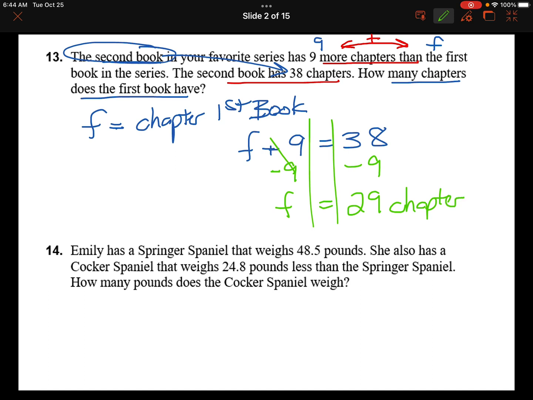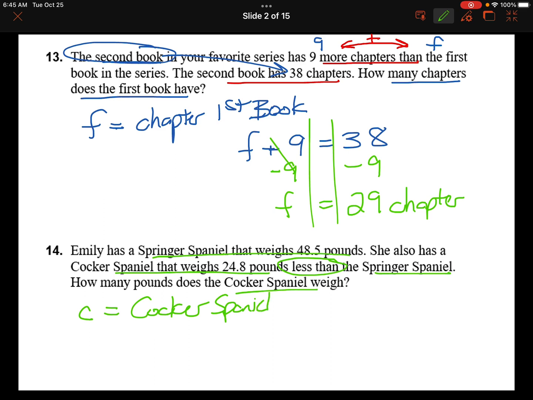The second one, I actually messed up the first time I did it, because the variable ends up being isolated already. Emily has a Springer Spaniel that weighs 48.5 ounces. She also has a Cocker Spaniel that weighs 24.8 pounds less than the Springer Spaniel. How many pounds does the Cocker Spaniel weigh? So in this case, I'm going to go C is the weight of the Cocker Spaniel.